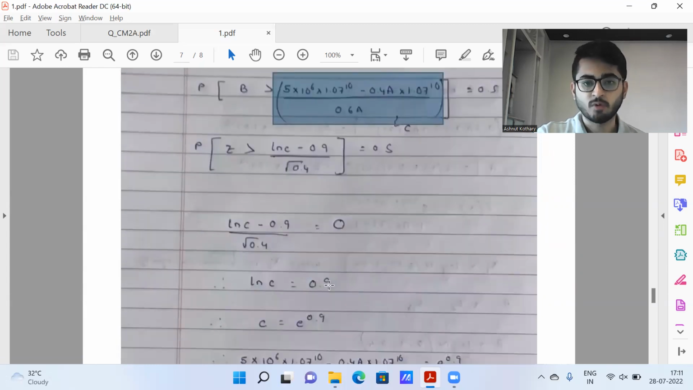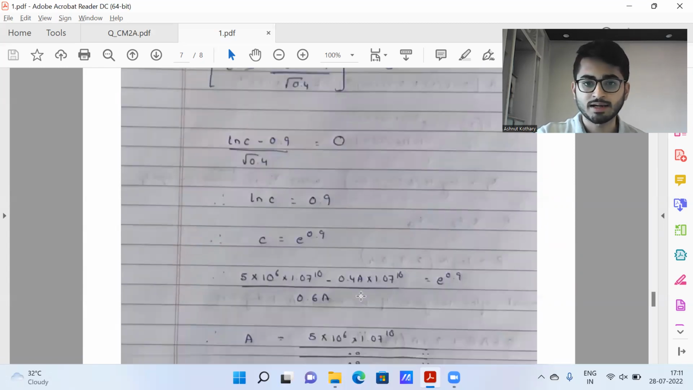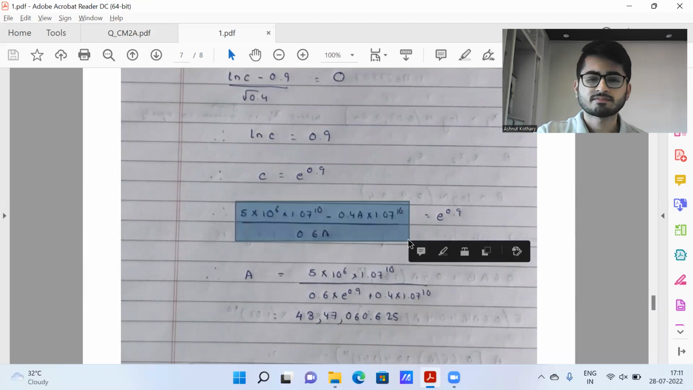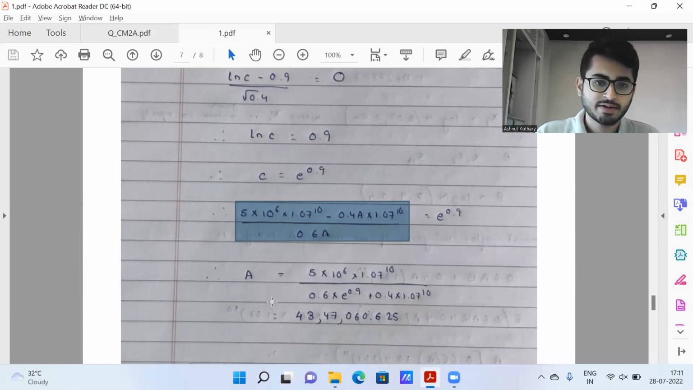So ln C comes out as 0.9, C comes out as a to the power 0.9. I replace the value of C over there. So this is basically my C. And then rearranging, I'll get A as 43,47,060.625. And this is expected. It's a positively skewed distribution, log normal.